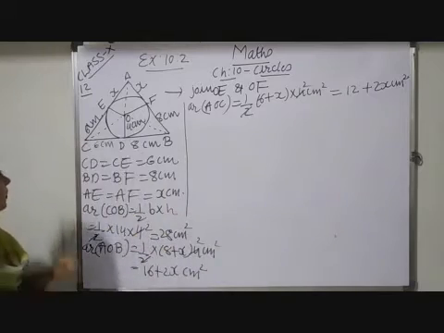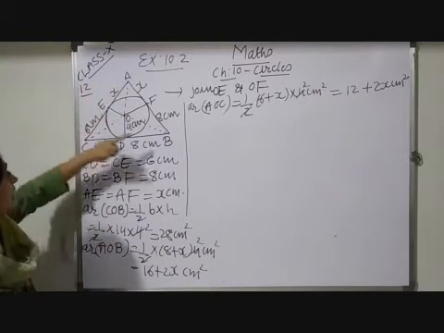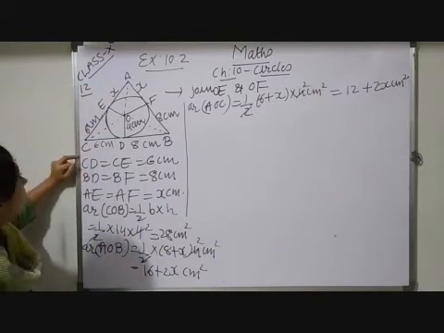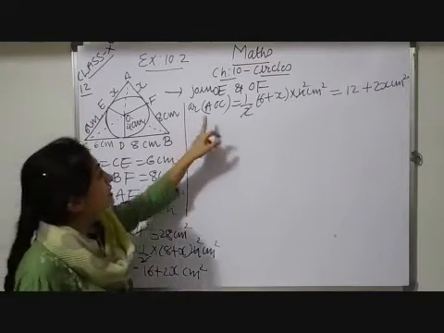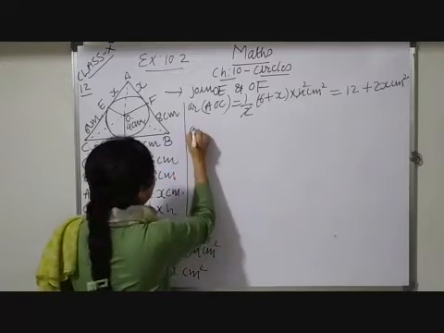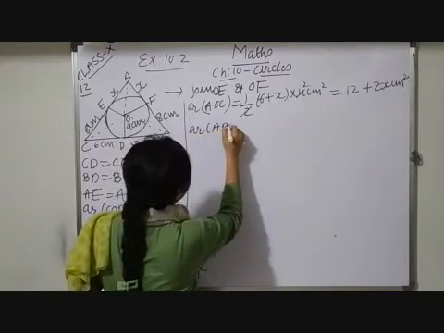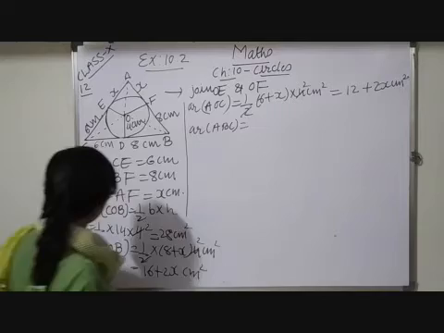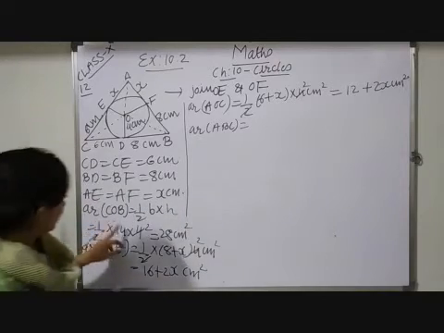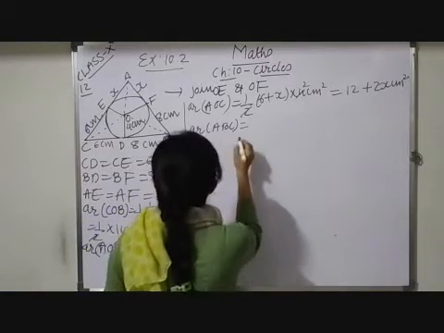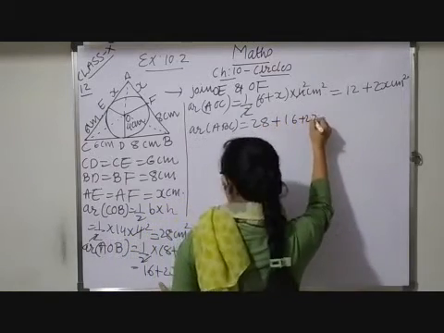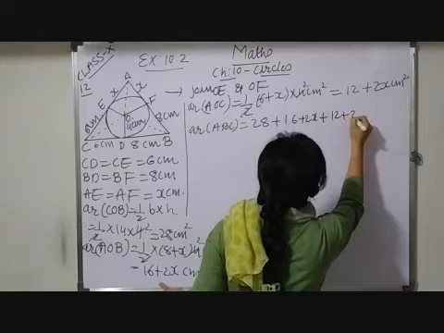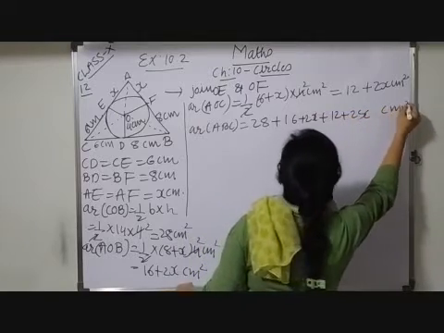Now see, if I want to find out area of ABC, it means I can write down area of COB plus area of AOB plus area of AOC. So area of triangle ABC is equal to area of COB, which I got here, 28 plus 16 plus 2x plus 12 plus 2x centimeter square.